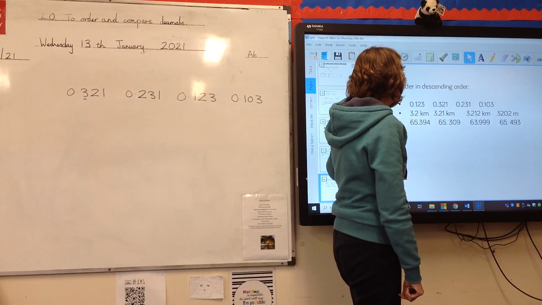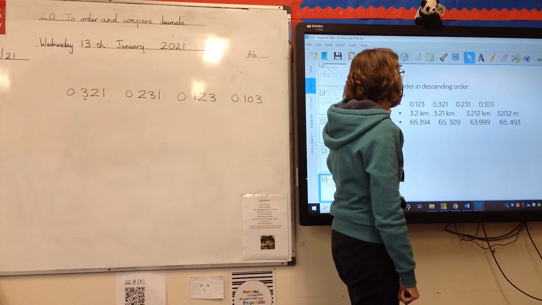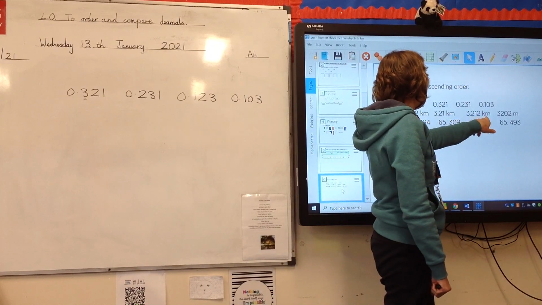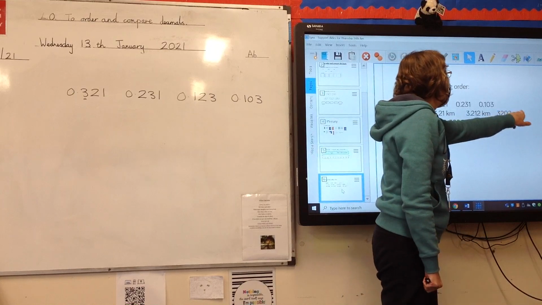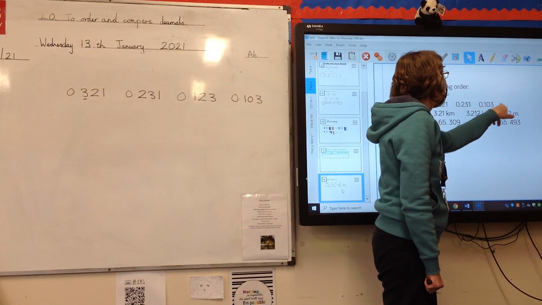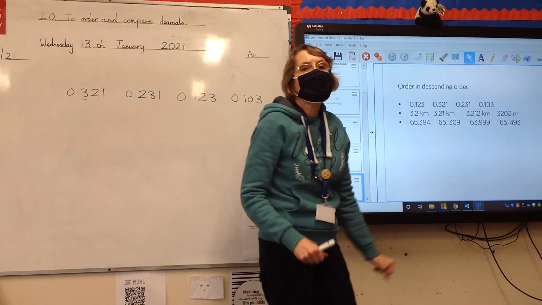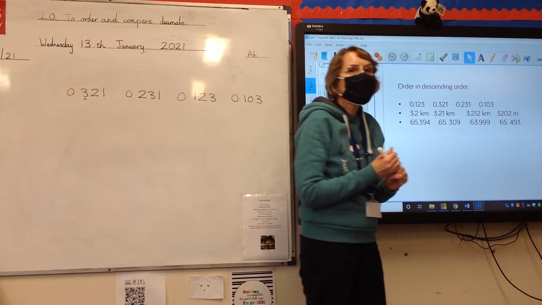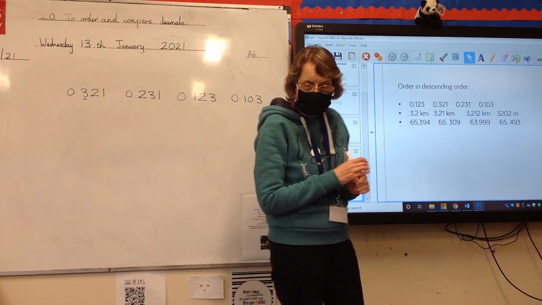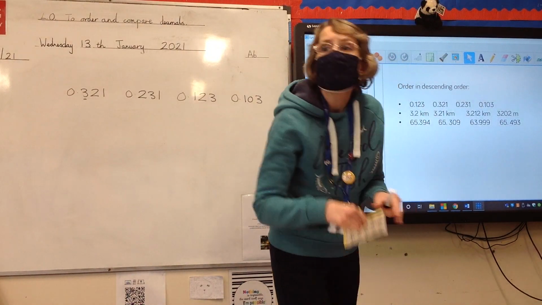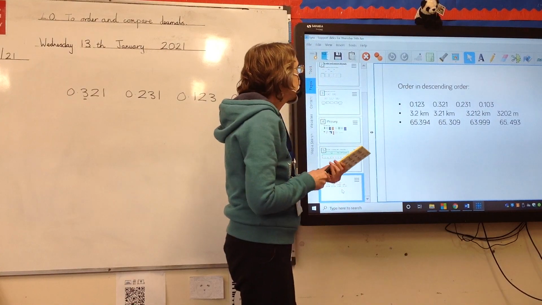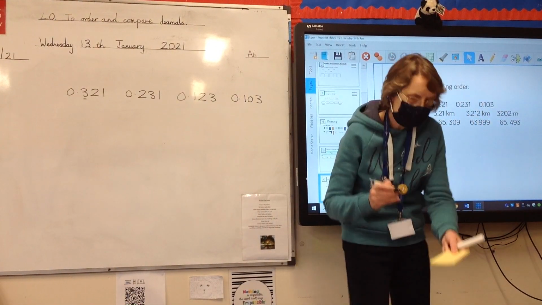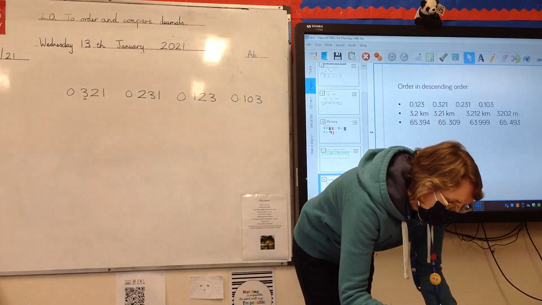Okay, so I think we'll jump to the next one, but the next one, there is a little problem. What have we got there? Can anybody spot the problem? It's meters. It's in meters, right. Does anybody know how many metres in a kilometre? 1,000. 1,000. So how many kilometres is that? What would it be as a decimal? 3.202.